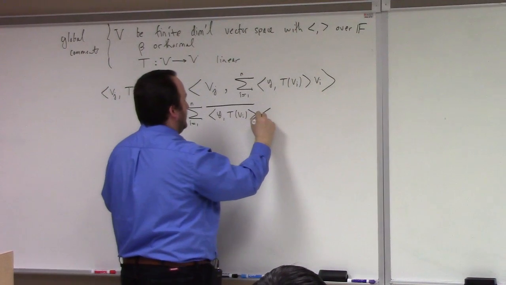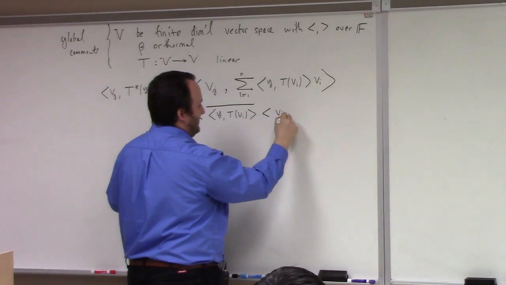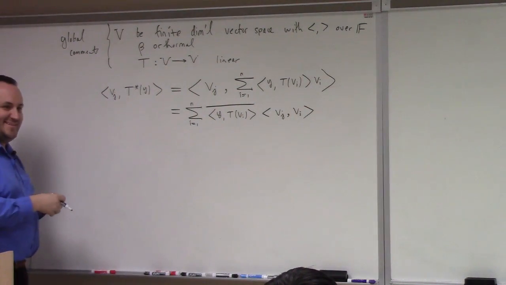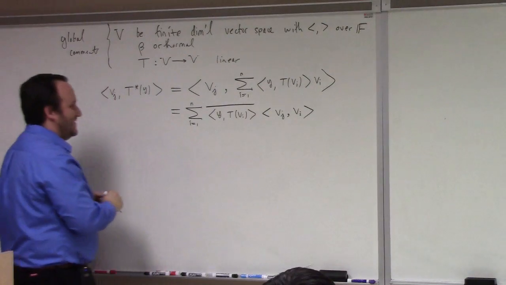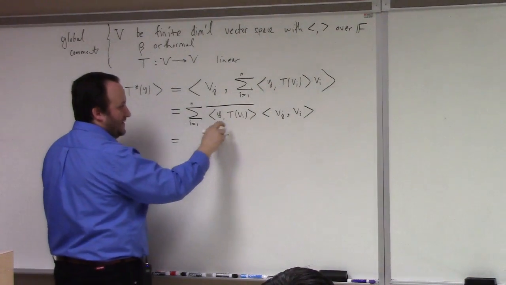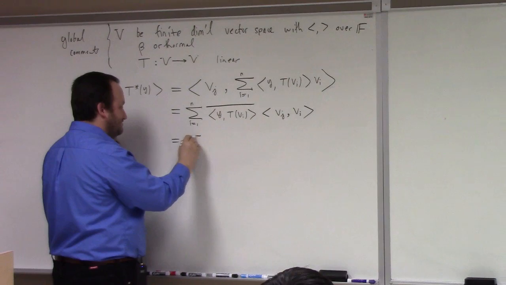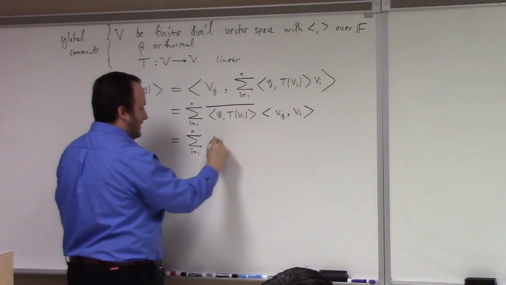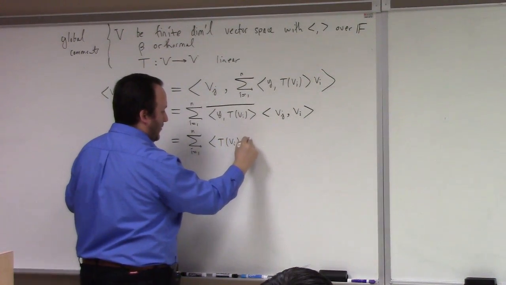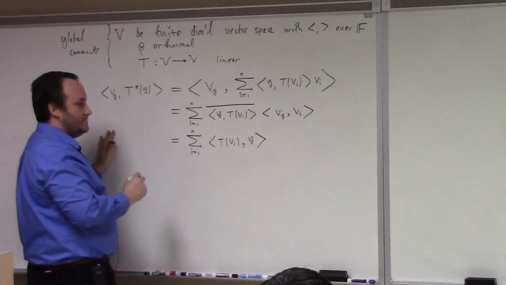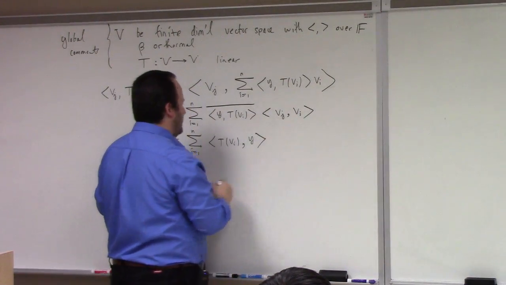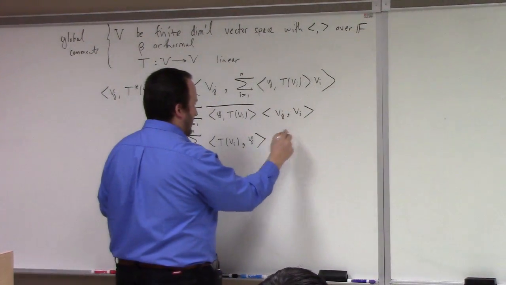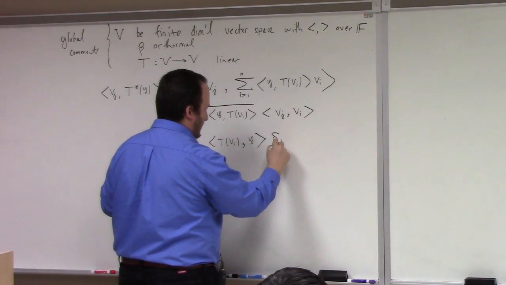And then, oh look, wow, twice in one lecture. This is a very good lecture. Okay, so you know where we're going with that. Now, this flippity floppity. So this is T of vi comma y.